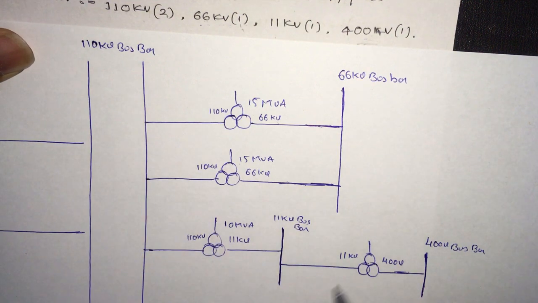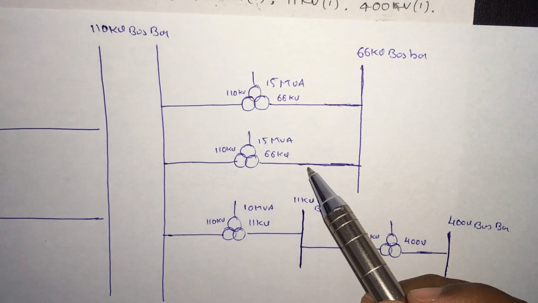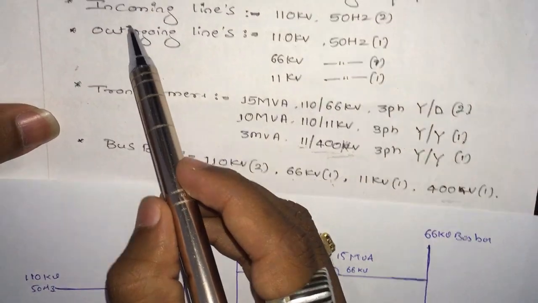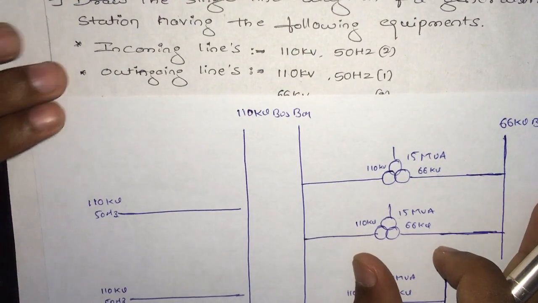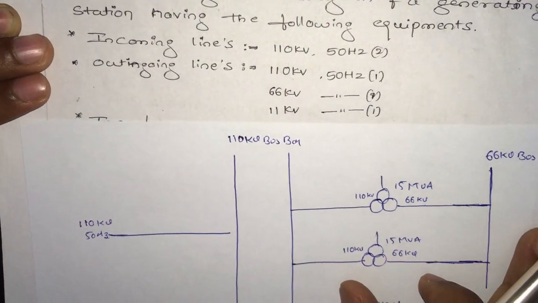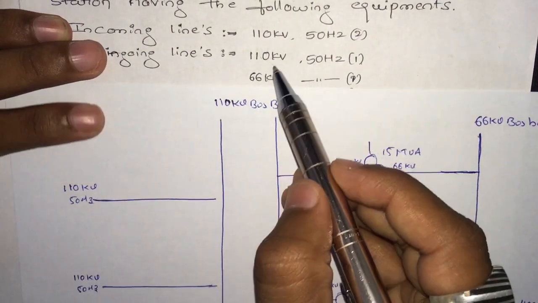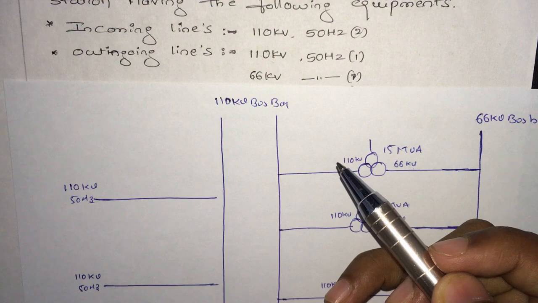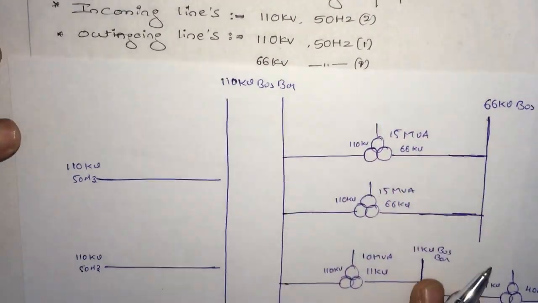Now we have got all the parameters, all the bus bars and transformers. We got the 2 incoming lines. You can see the only thing left is the outgoing lines. Now we can draw the outgoing lines. First outgoing line is 110 kV 50 hertz. You can see 110 kV 50 hertz, one outgoing line.